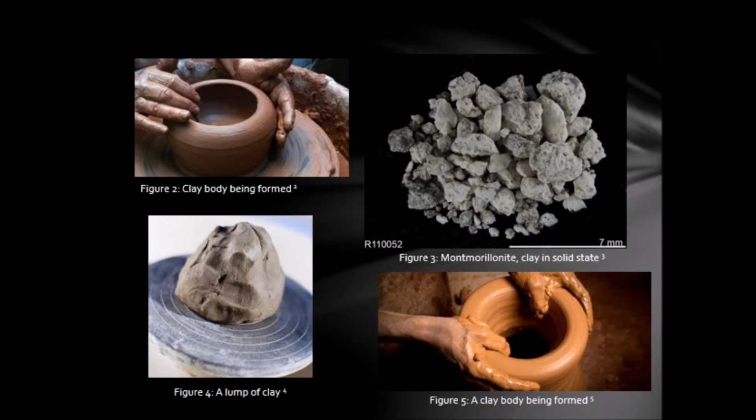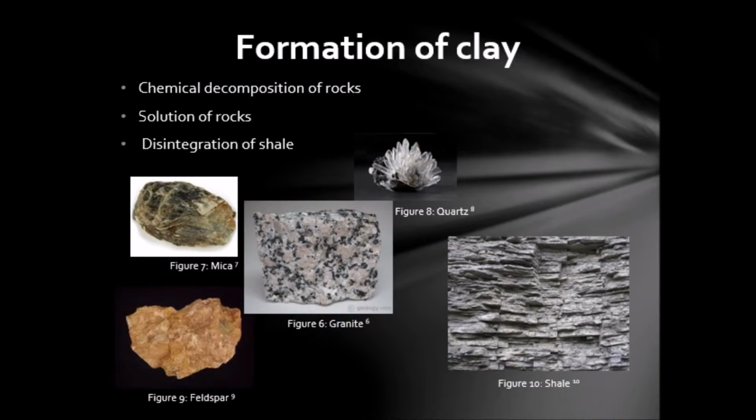Clay is a naturally occurring material composed of fine-grained minerals. It's generally plastic when mixed with water and hardens upon drying. It's formed over long periods of time by surface weathering of rocks in three different ways. By chemical decomposition of rocks containing silica and aluminium. By solution of rocks which contain clay minerals. These are insoluble and deposit as clay.